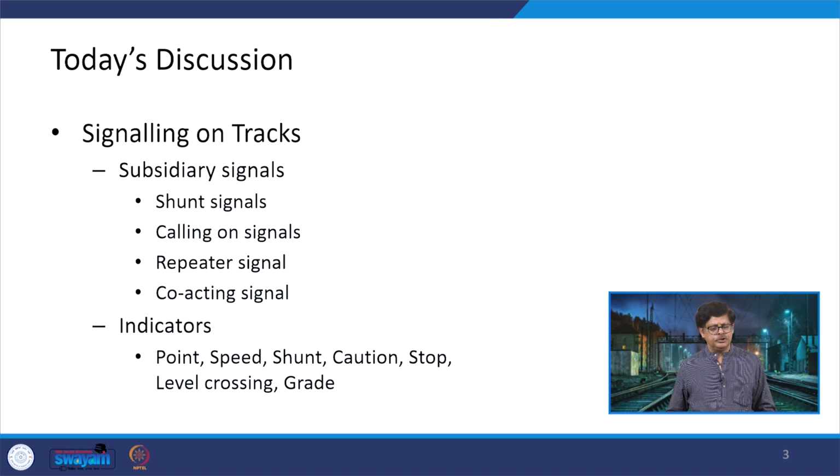Today, we are going to talk about the subsidiary signals. The subsidiary signals can be like the shunt signals, the calling on signals, the repeater signals, or the co-acting signals. Apart from that, there are certain indications which need to be given to the loco pilots, and they are in the form of indicators. And these indicators can be related to points, speed, shunt, caution, stop, level crossing, grade, and many more other things. So, we will try to cover all of these things in today's discussion.